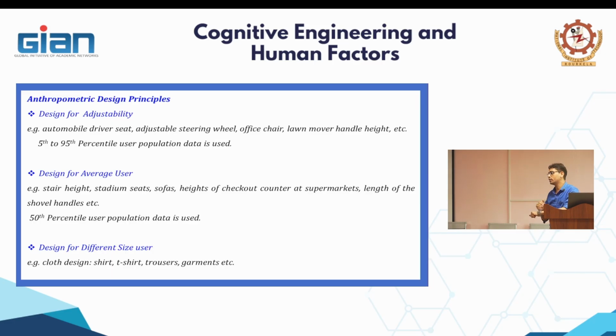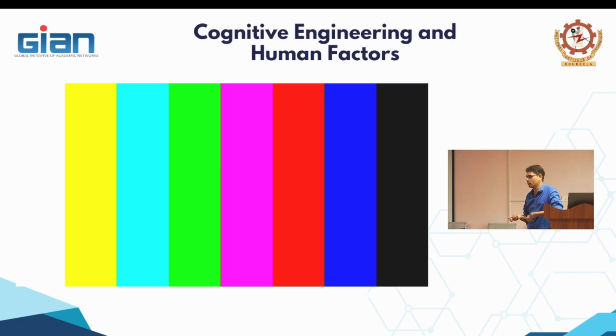The checkout counters in the different shopping malls, these are also based on the average user height. Then the design for different size users, okay. The basic example is clothes, because clothing is something we do not want to compromise on, or cannot compromise with.